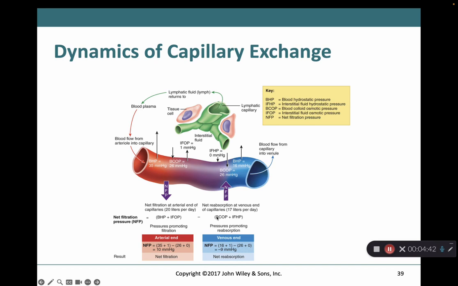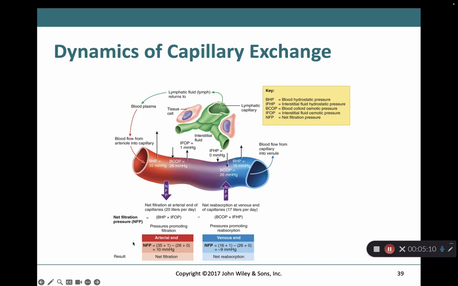This would be our blood colloid osmotic pressure, which is about 26 millimeters mercury pushing into the capillary, plus our interstitial fluid hydrostatic pressure, which is also flowing into the capillary. So we want our things flowing out minus what's flowing in, and that gives our net filtration pressure.